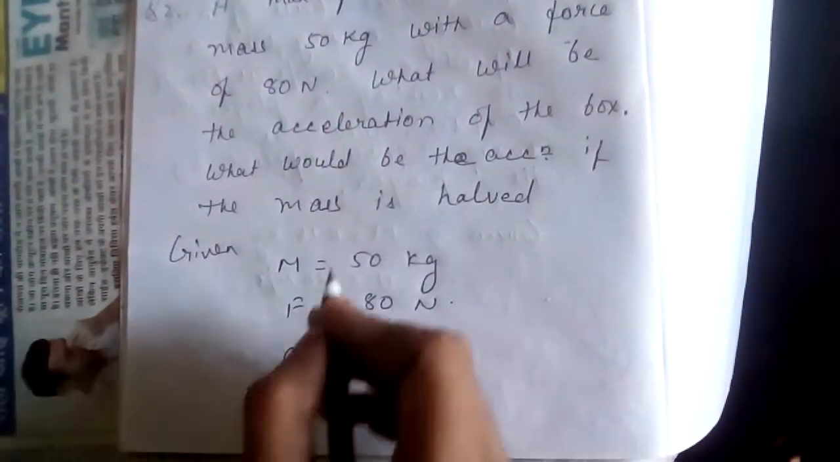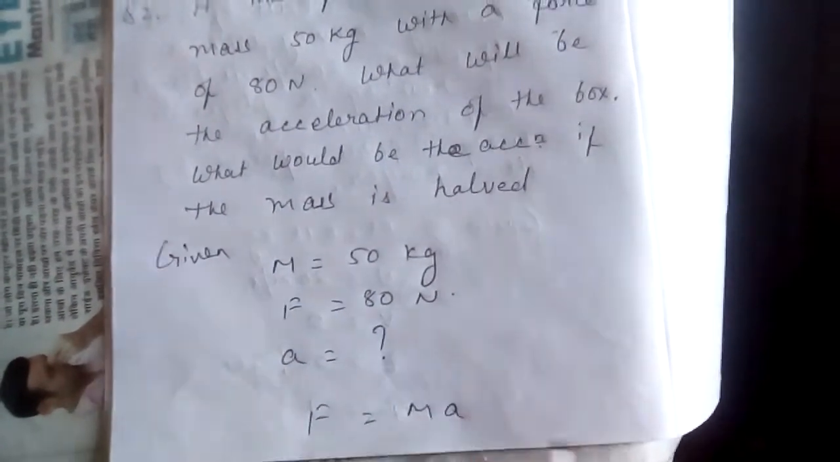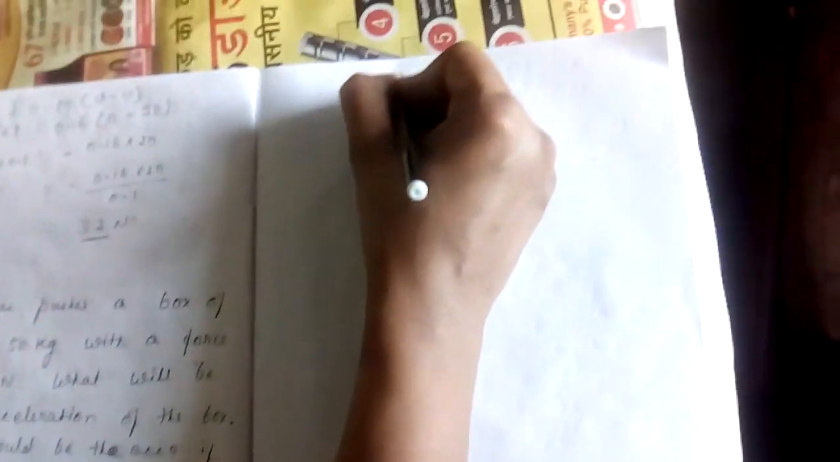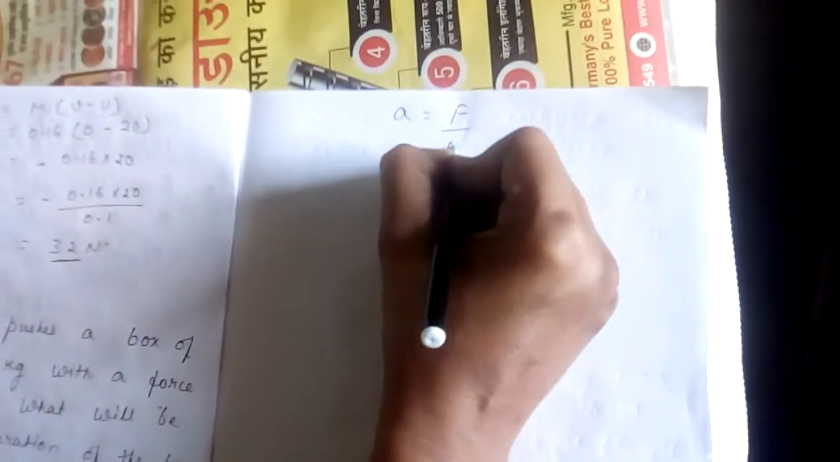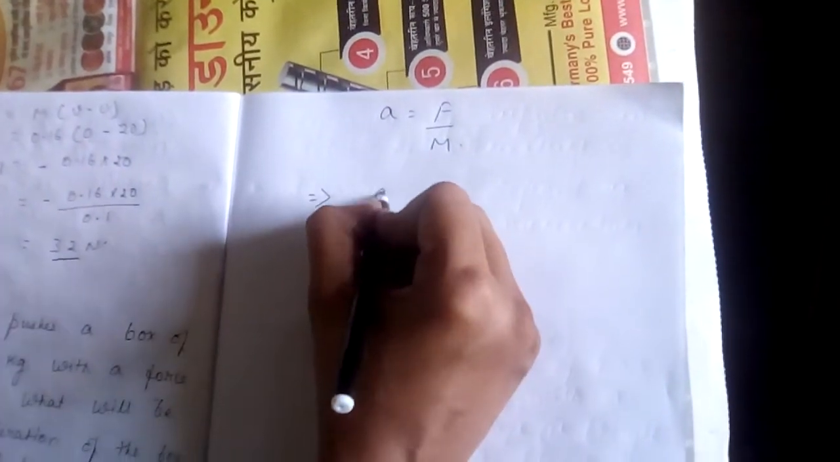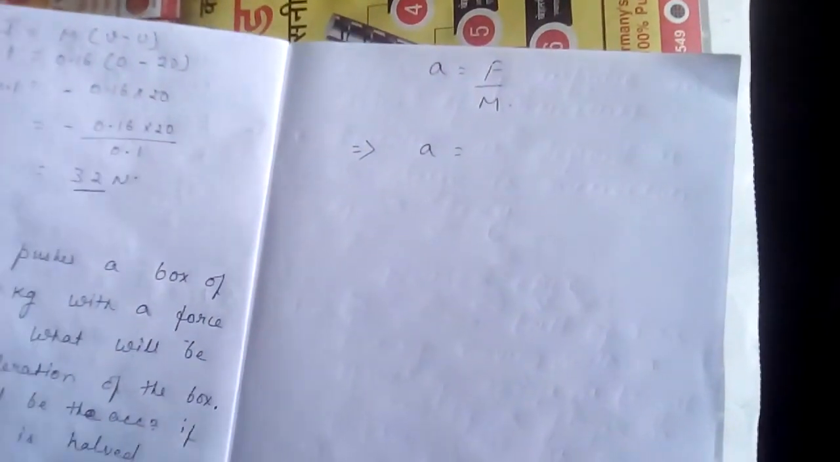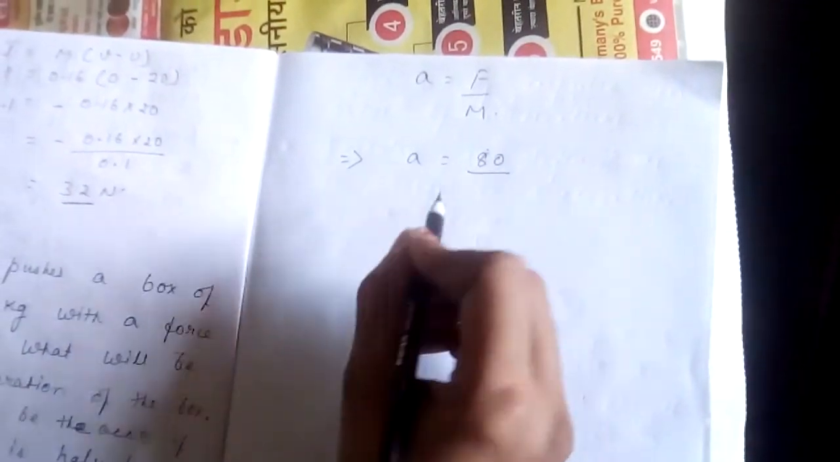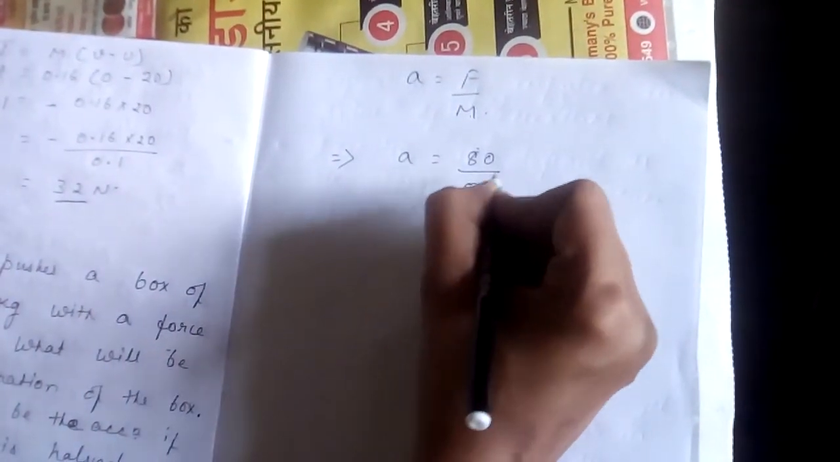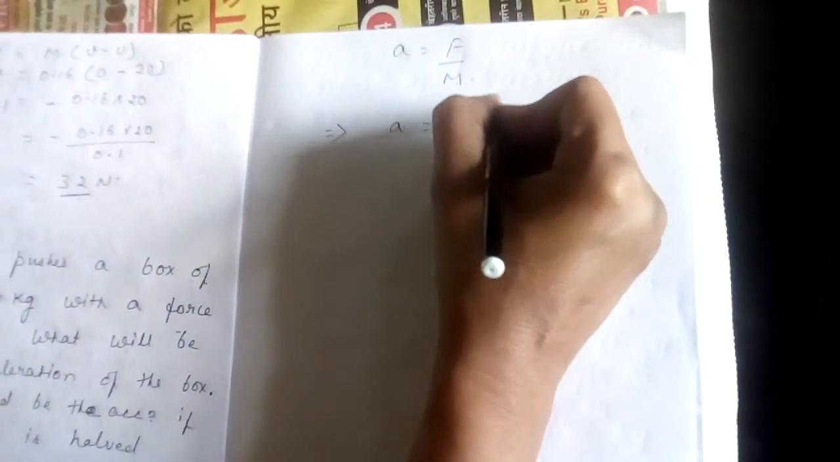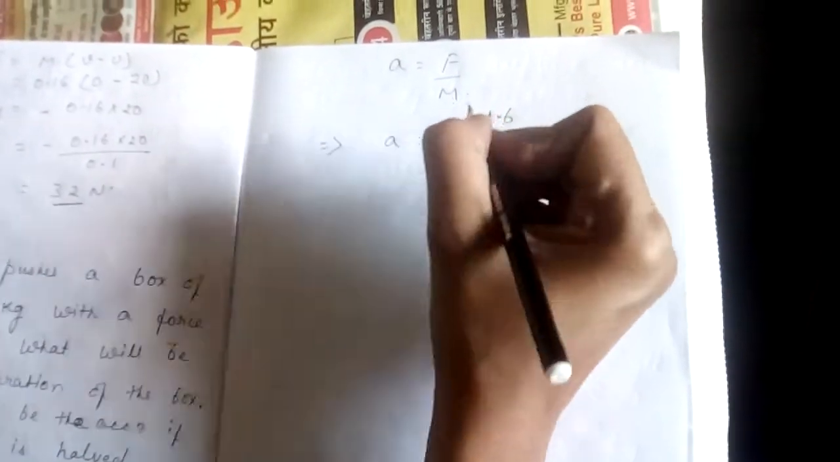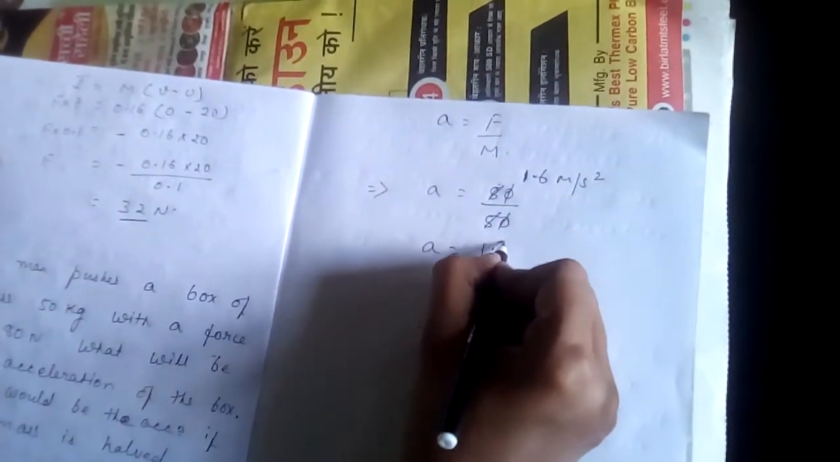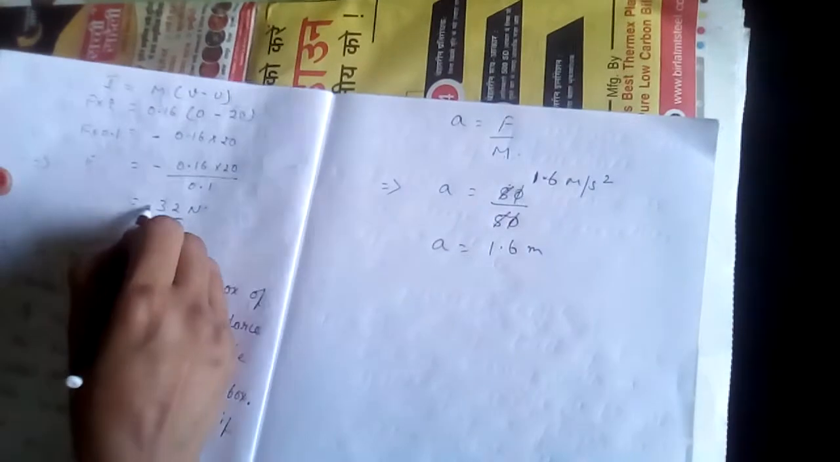Let us start calculating. We know the formula F is equal to ma. So here a is equal to F by m. What do we get? a is equal to F, we have 80 Newton, by mass we have 50 kg. So just cut it. We will get 1.6 meter per second square. Acceleration we are getting is 1.6 meter per second square.